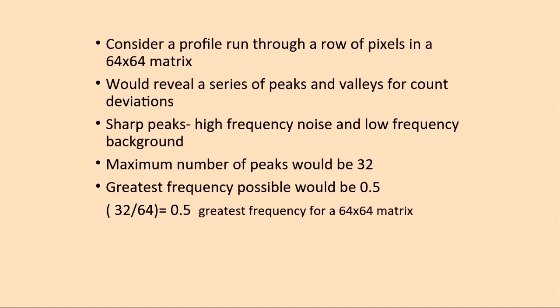So the idea of the Nyquist frequency is a mathematical theorem that basically says that no matter what, you are always going to have half the number of peaks as the total number of pixels in your matrix. So in simple English, if I have a 64 by 64 size matrix, I can only have 32 maximum peaks and 32 minimum peaks. So I can only ever have half the number of my total.